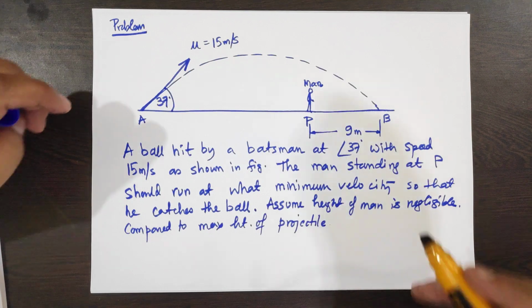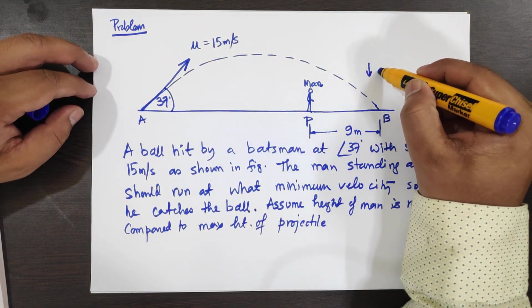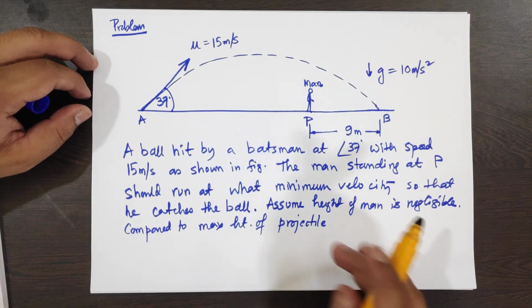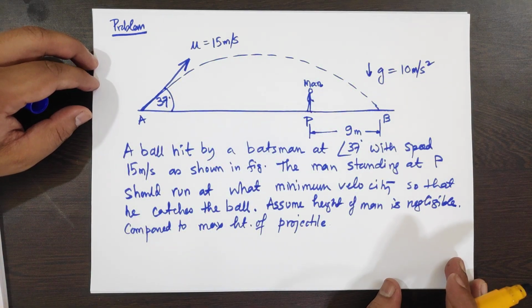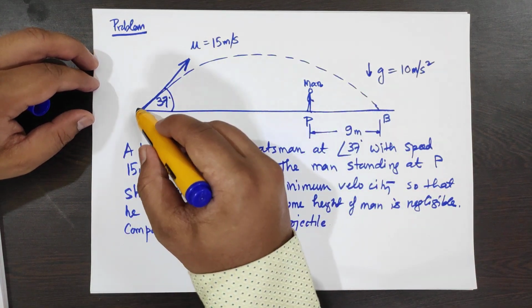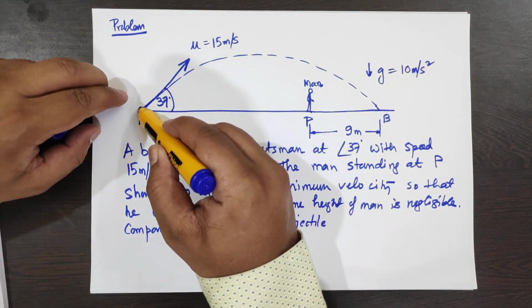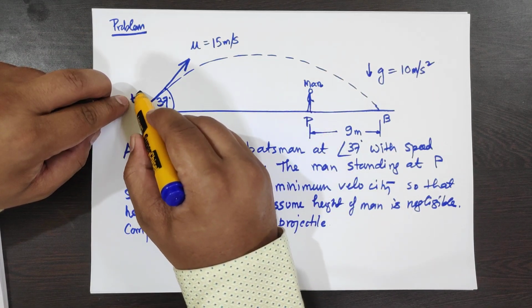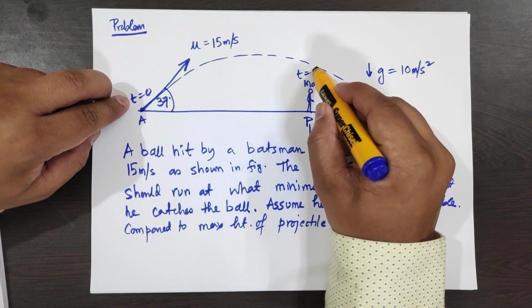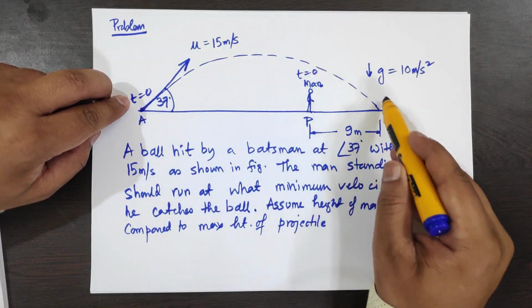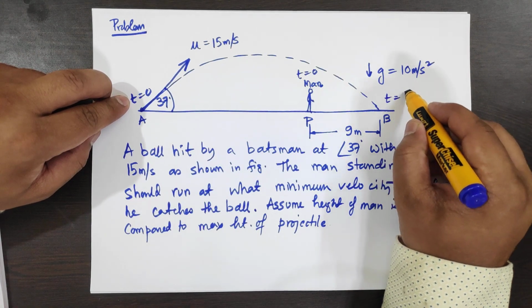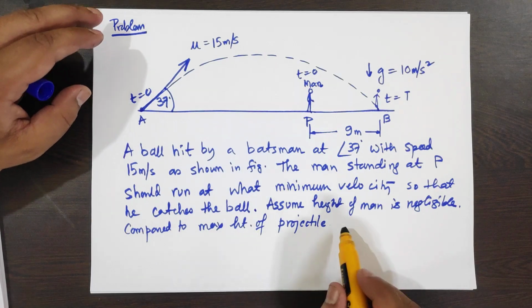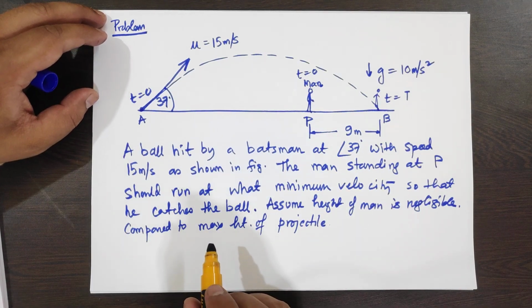As it is given, what can we do? Here g is equal to 10 meter per second square. It looks pretty simple. When the ball was hit, the man was here simultaneously. So that's t equals 0 here, and the man also starts from here at t equals 0. Now the ball comes here at t equals t, and the man also comes here at t equals t simultaneously. So first you have to find the total time of flight of the projectile.